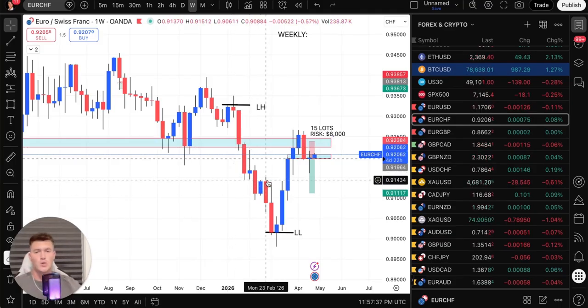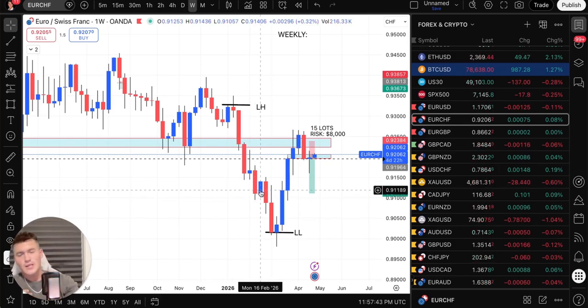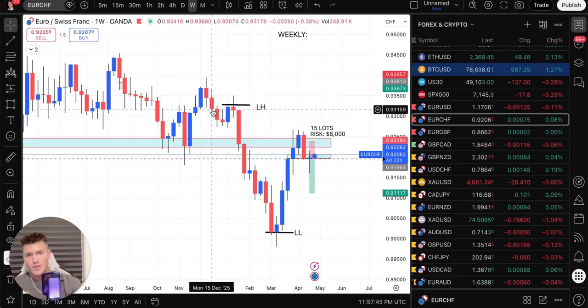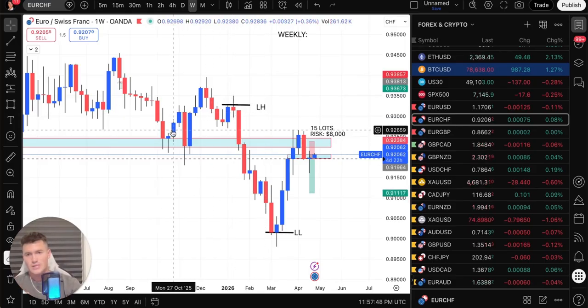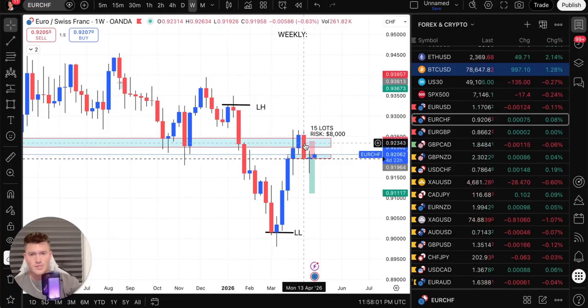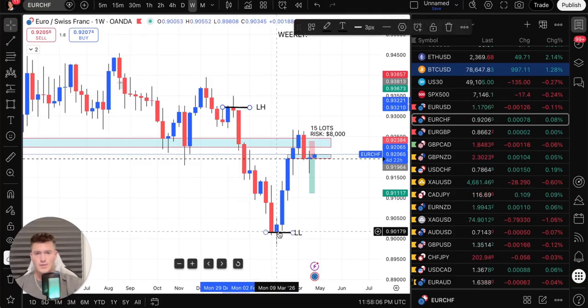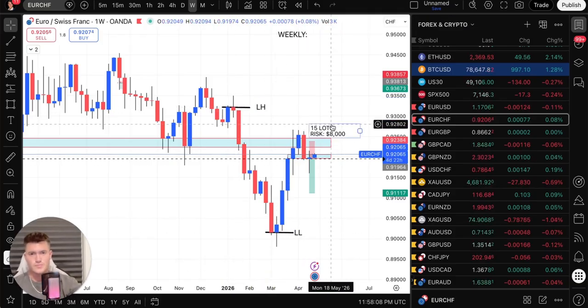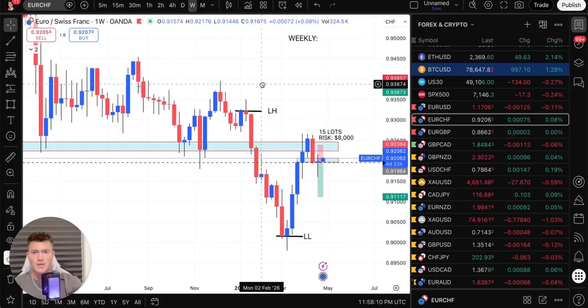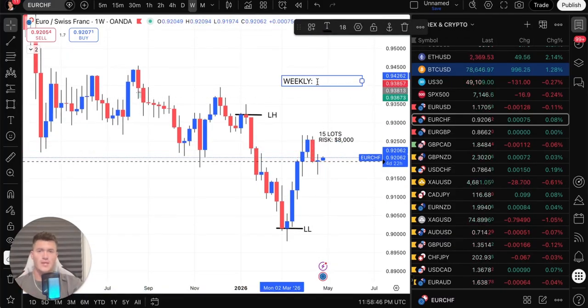I would not count this as the next lower low, not in the weekly, because this is not necessarily an elbow. This is an elbow. This is an elbow. This is an elbow. I would count this as the lower high and this as the lower low. So, as you can see, let me get rid of these right here. The weekly time frame is bearish.